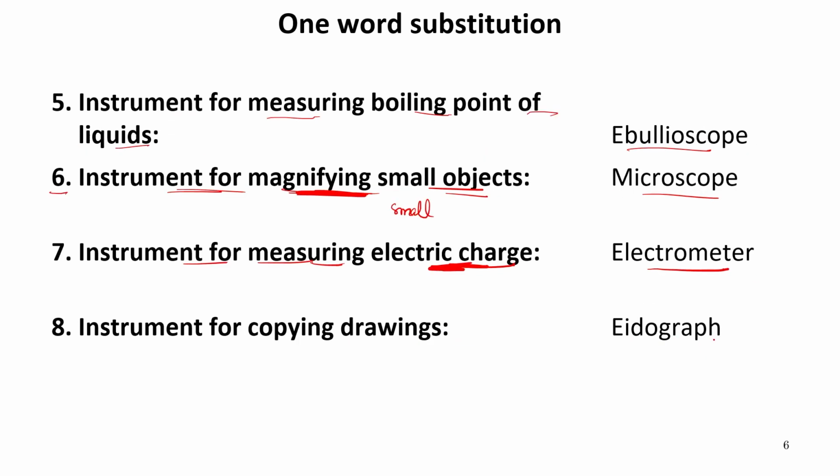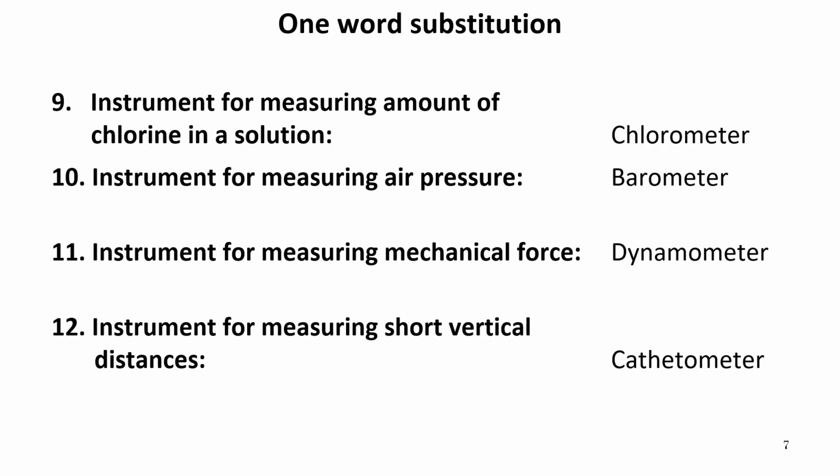Now let us move to the next one. Instrument for copying drawings, this is known as etograph. Now etograph, what does this mean? We basically copy whatever things are there. If it is copied, that is known as etograph. Now let us move to the next one. Instrument for measuring amount of chlorine in a solution, that is known as chlorometer.